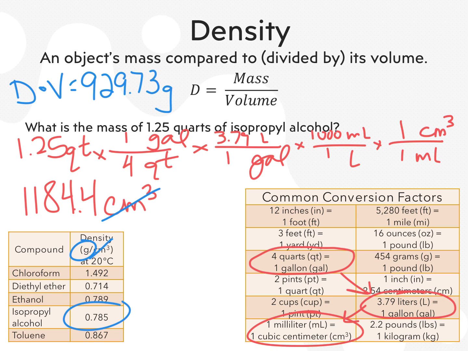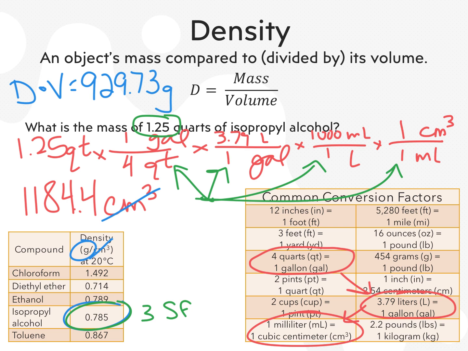Last step is to look at significant figures. I've got 1.25 here as 3 significant figures, and 0.785 is 3 significant figures. Within my conversions, all of these are definitions. Every one of these is a definition. Every one of these is infinite significant figures, which is well more than, say, 3 significant figures. So my final answer is going to have the least significant figures, which is 3. So my answer is going to be 930 with a decimal point at the end to make sure that I've got all 3 of those as significant figures.